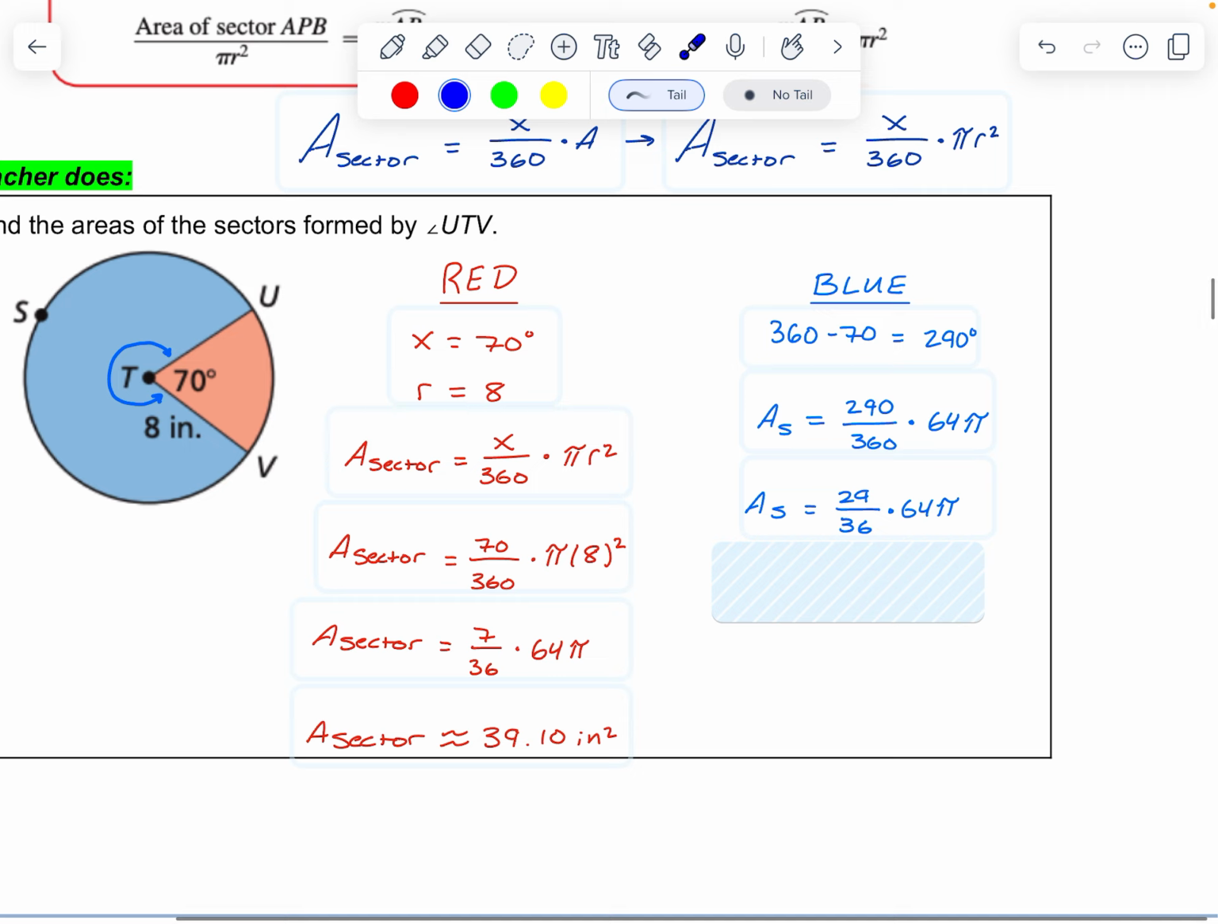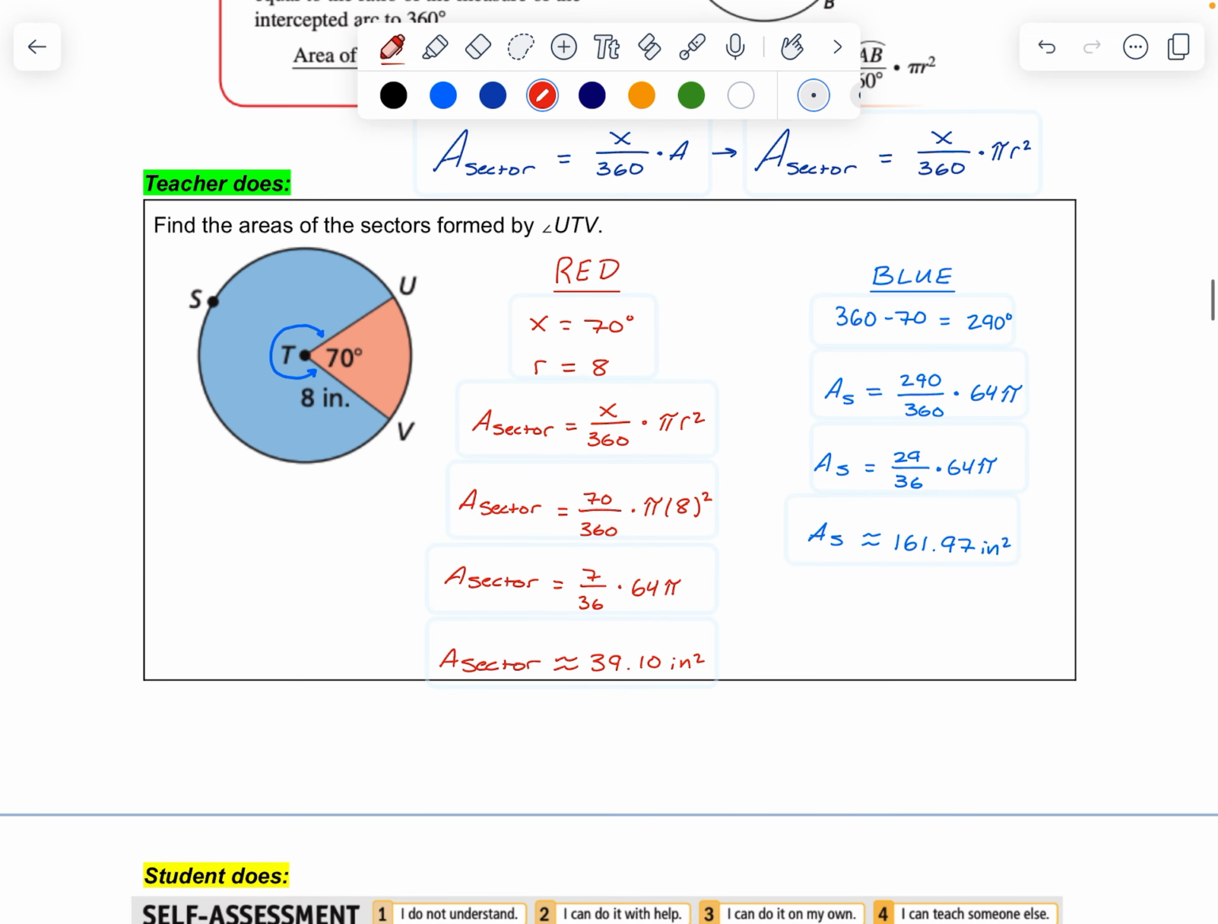If I wanted an exact answer, I would multiply 29 and 64 and then bring the pi up there as well. But in this case, I didn't even do it, so it's okay. I would get approximately 161.97.